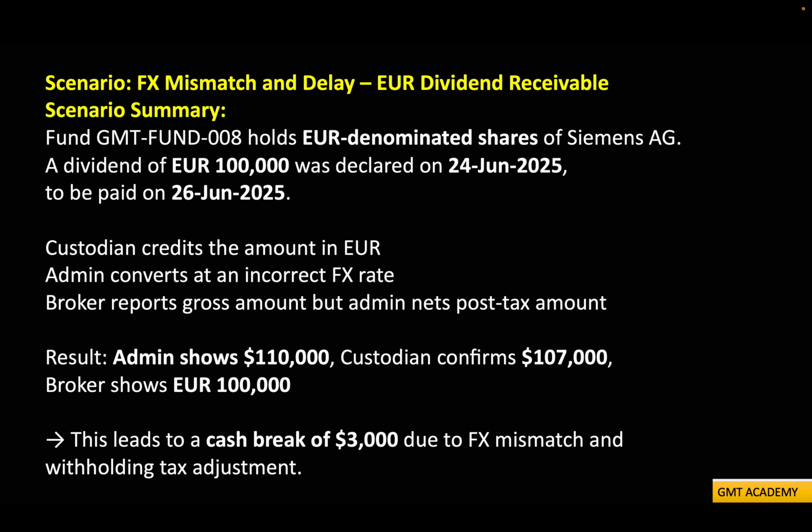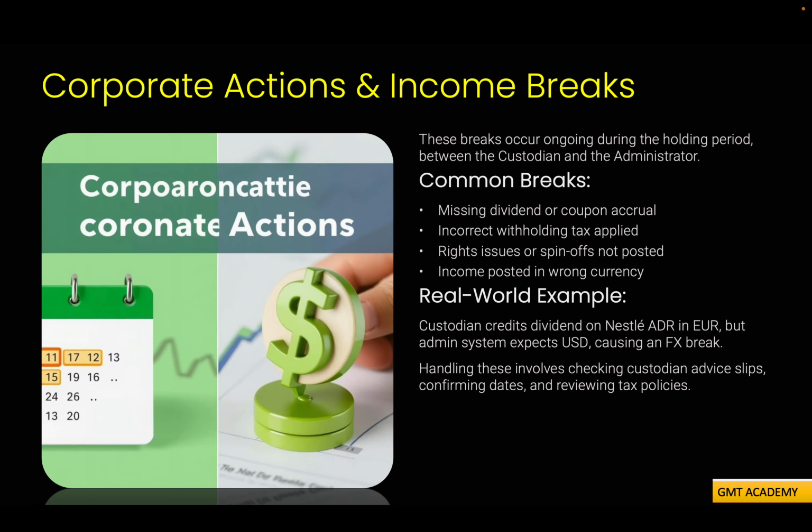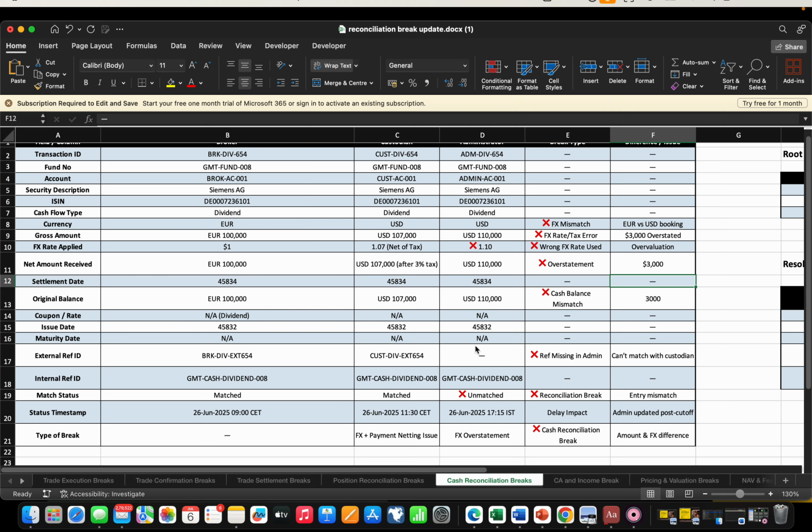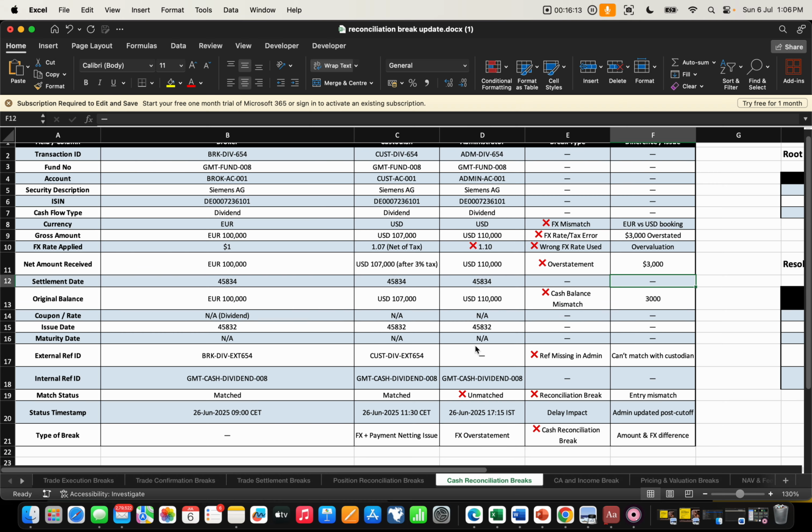So this leads to a cash break of 3,000 due to the FX mismatch and withholding tax adjustment. Everything, the broker, admin and custodian, is mismatching between each other due to the FX, the euro, what they have posted, and the withholding tax also. How we can resolve this break, we'll see in the cash part.